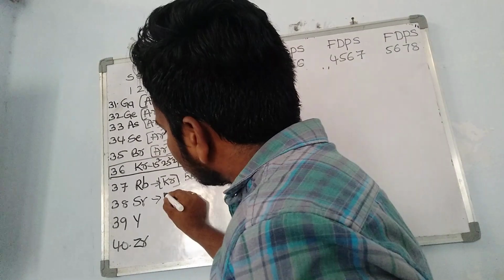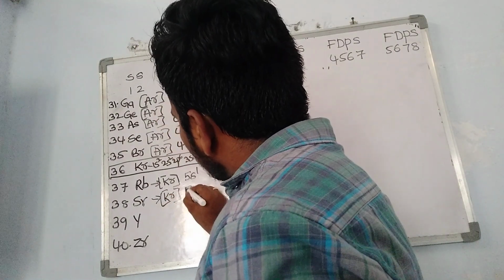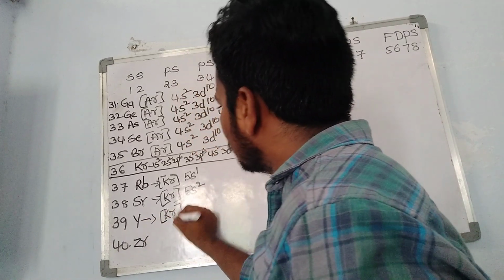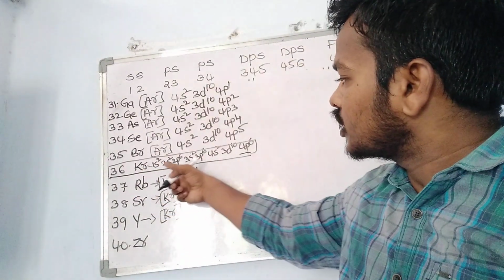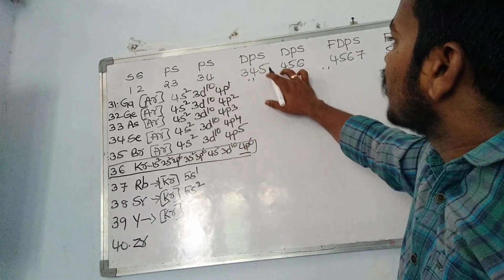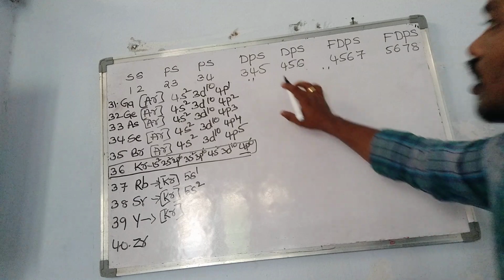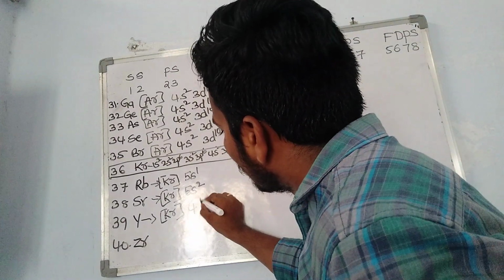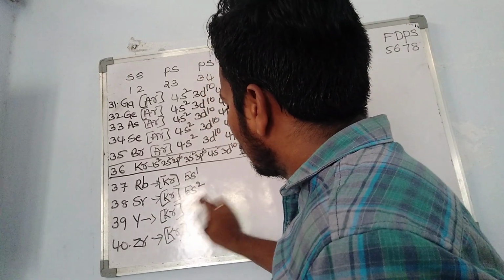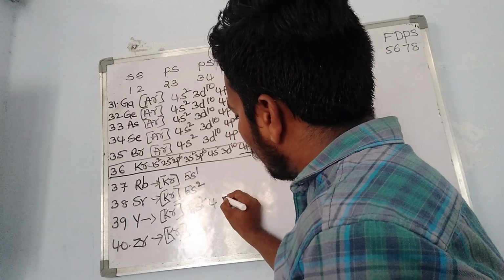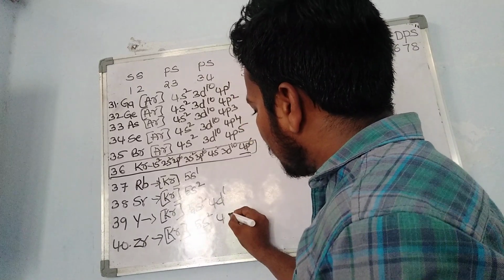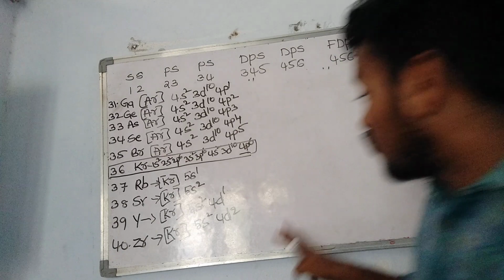See here, krypton, after that 5s2. This is called the condensed form. Otherwise you can write the total form in place of krypton: 1s2, 2s2, 2p6, 3s2, 3p6, 4s2, 3d10, 4p6 also. After the 5s2, 4d will be there. So 4d1. See here, krypton 5s2, 4d1, then 5s2 4d2. So this is up to the 40 electronic configuration.